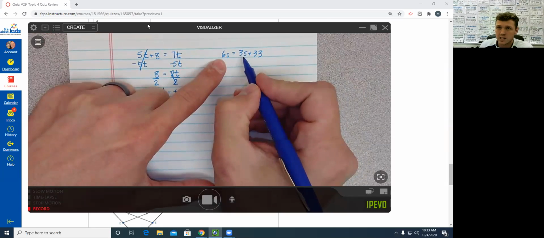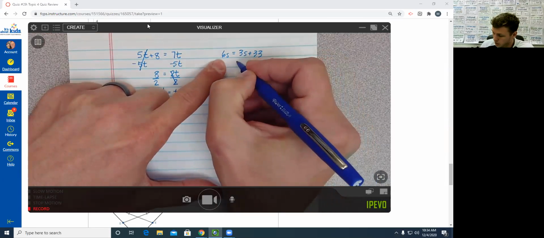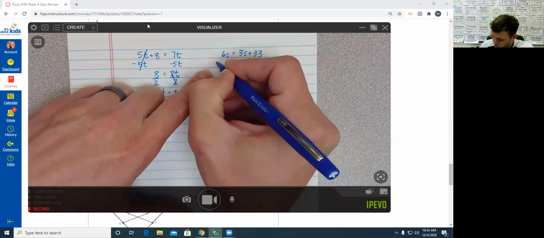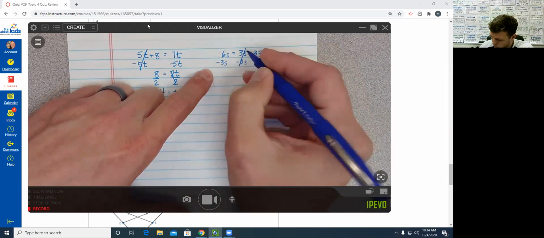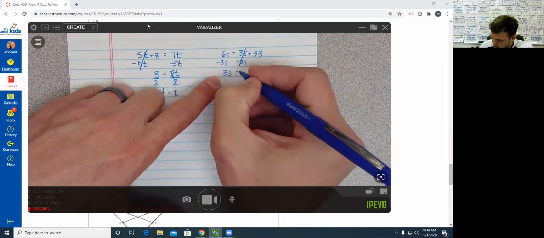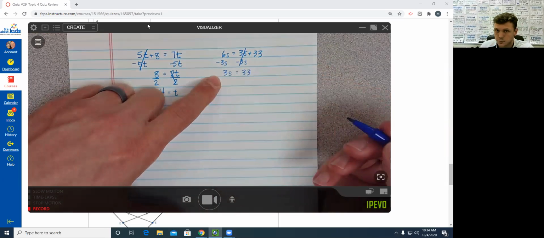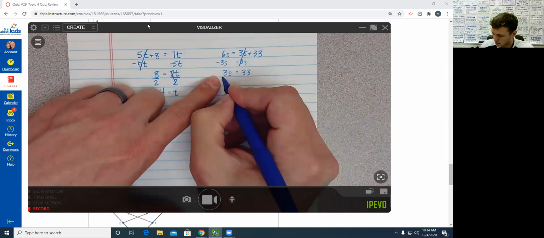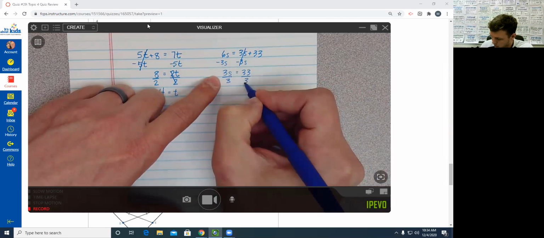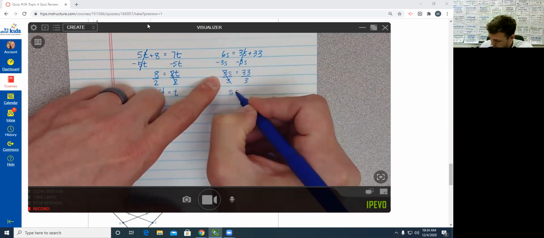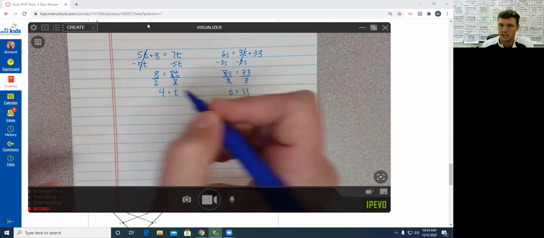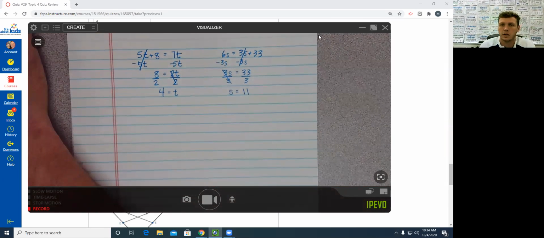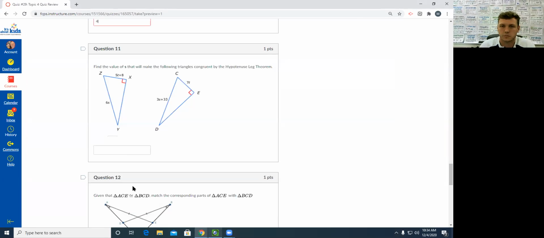Now, notice I've got an s on either side of the equation. So to solve, I'm going to subtract 3s. It cancels. 3s is equal to 33. I'm going to continue to solve, so I divide by 3. And s is equal to 11. So I'm just typing in 11, not s equals 11. All right, it won't count it right for you.